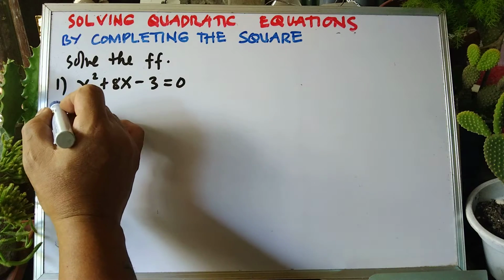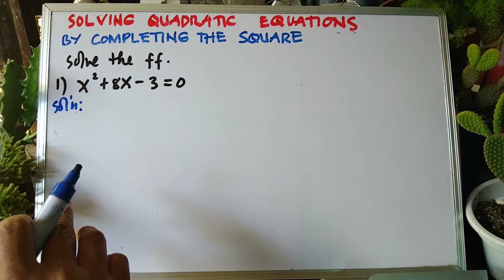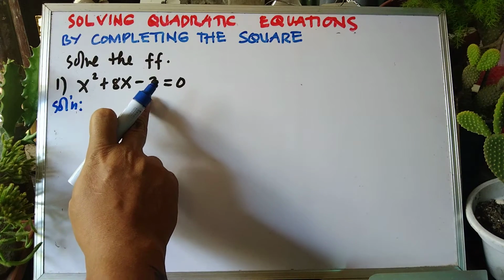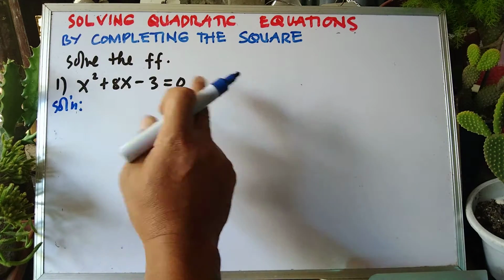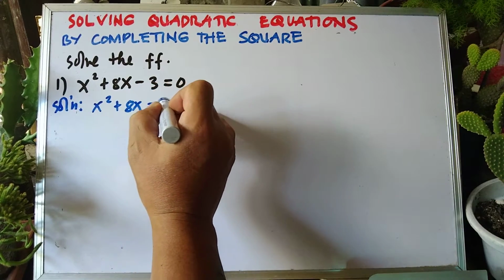What would be our first step? Okay, we need to transpose the constant negative 3 to the right side of the equation. So, this becomes x squared plus 8x is equal to 3.